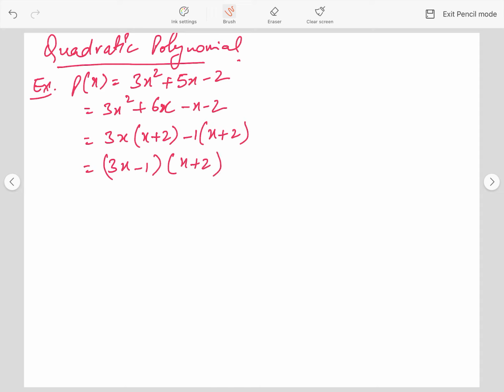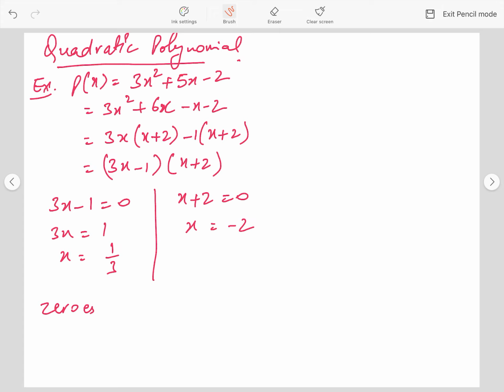We will put these factors equal to 0. So 3x minus 1 equal to 0. We get 3x equal to 1 and x will be equal to 1 by 3. And the other factor, x plus 2 equal to 0, so the value of x is equal to minus 2. So we can say that the zeros of this quadratic polynomial are 1 by 3 and minus 2. When we put these values in the given quadratic polynomial, we will get the result as 0.